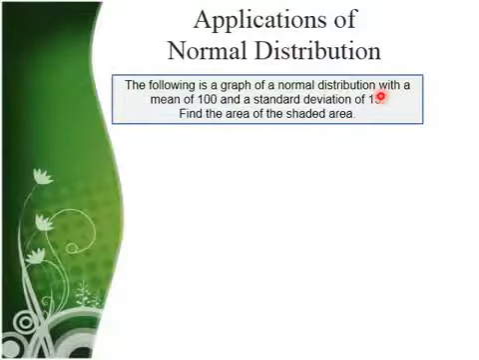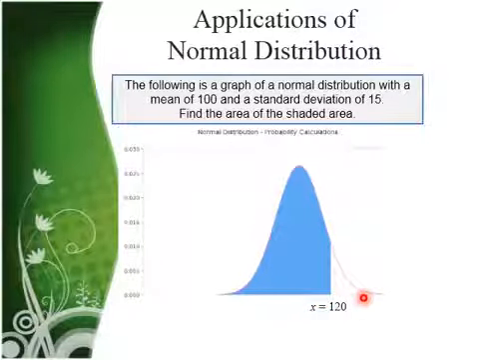Now if this was our standard normal distribution, if we went anywhere higher than about 2.5 or 3, the area to the left would have to be pretty much the entire graph. So since we're not looking at the standard normal distribution and our mean is 100, standard deviation is 15, 100 should be right in the middle. One standard deviation away should go up to 115, so 120 is just a little more than one standard deviation away.